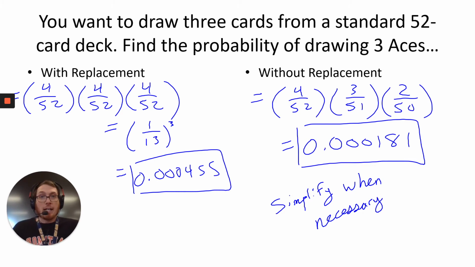Well, 1 ace is already out, so I have 3 aces left. That's why it's 3 out of 51, and then 2 out of 50 because I do the same thing again. Notice that the probability goes way down. And you say, well, they're still pretty unlikely. I say, yes, that's true, but without replacement, look, it's 0.001. This one's 0.004. This one's about 3 times less likely to occur.